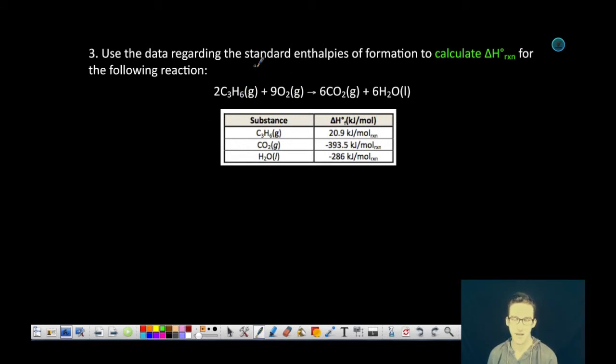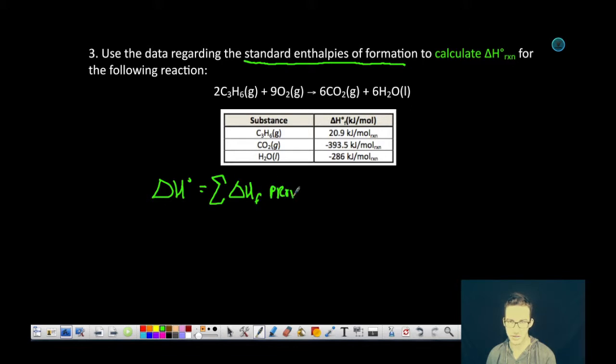We're asked to figure out from the standard enthalpies of formation. And again, so these are the enthalpy changes for the formation of 1 mole of each of these substances from their elements. To calculate the enthalpy change for the reaction that's provided to us here, we are going to use this formula. Delta H is equal to the sum of the enthalpies of formation for your products minus the sum of the changes in enthalpy of formation for your reactants.